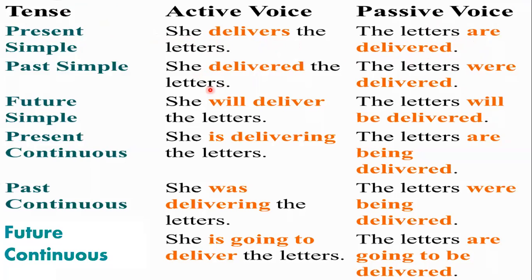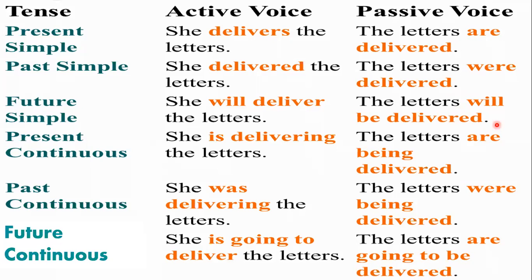She delivered the letters. The letters were delivered by her. Okay. Now it's are delivered, it's were delivered. See, now she will deliver the letters: the letters will be delivered by her. So see, it's are delivered, were delivered, and will be delivered. This is the difference in the present, past, and future simple tenses.